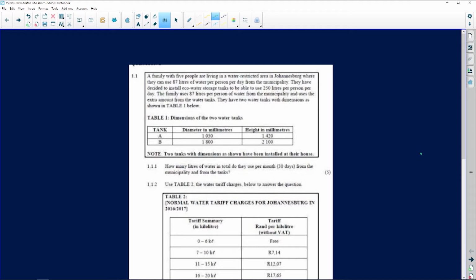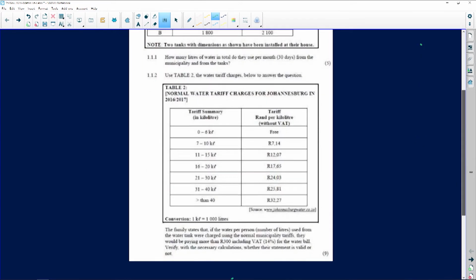Then they give us the dimensions. We have the diameter in millimeters and the height in millimeters. We have tank A and we have tank B. And then 1.1.1 says, how many liters of water in total do they use per month from the municipality and from the tanks? So it means that in this particular one, we need to look at the fact that it's 5 people in the family. Okay, it doesn't really show properly, but it's 5 people in the family. And then the second thing that we need to consider from the municipality is that it's 87.